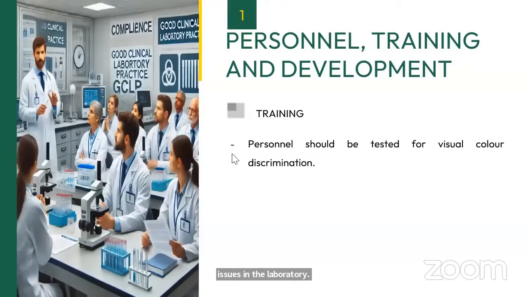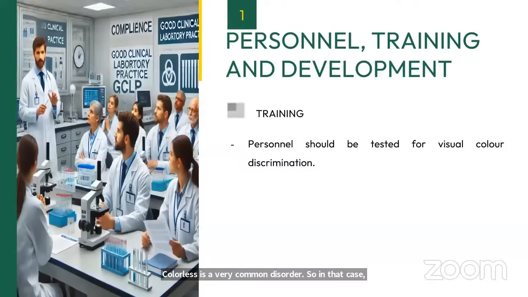Now, this is the additional thing here. As per the GCLP guidelines, personnel should be tested for visual color discrimination. Now, we know in hematology or histopathology, when you are observing any slide under microscope, and even in microbiology, in histopathology also, there are H&E staining, there are other various stains. So for that purpose, the person who is doing this screening or this microscopy should be checked for their visual color discrimination, because color blindness is a very common disorder, and it generally goes unnoticed.